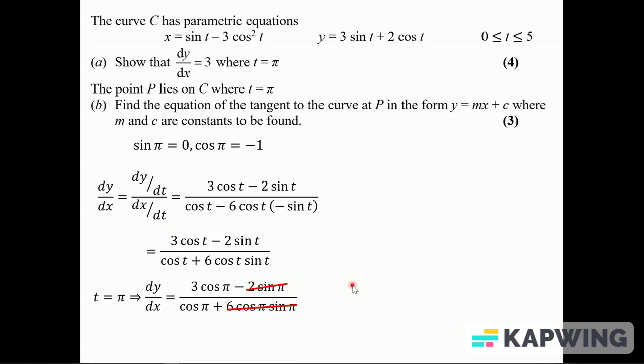And because sine of pi is equal to 0, those two terms go, and so I've got 3 cos pi with cos pi, so they kind of cancel out, and it's got 3 on the top and 1 at the bottom. So it's equal to 3.